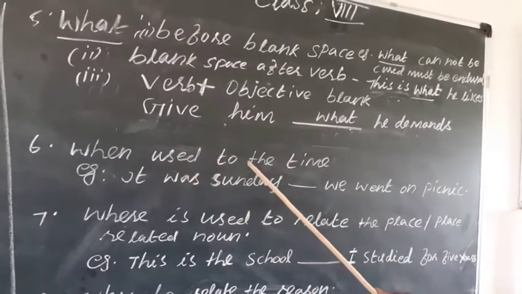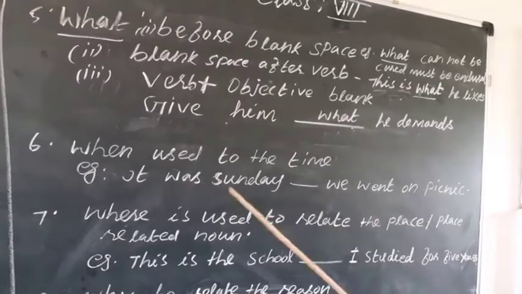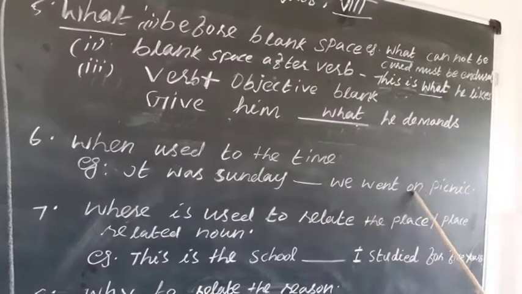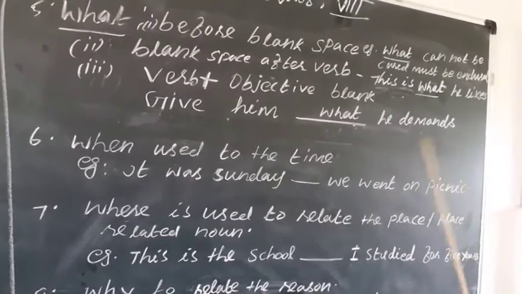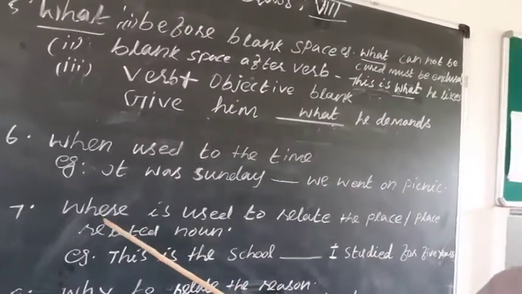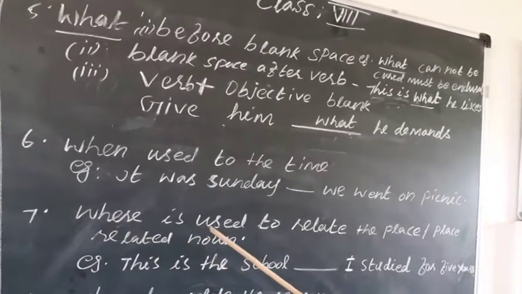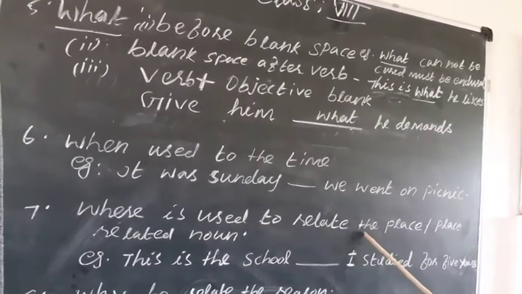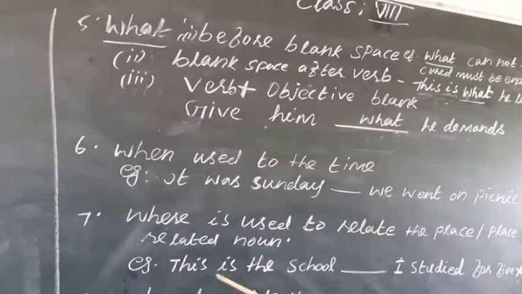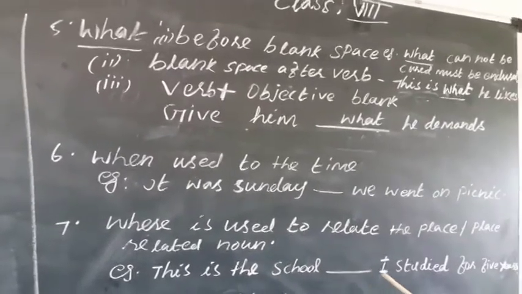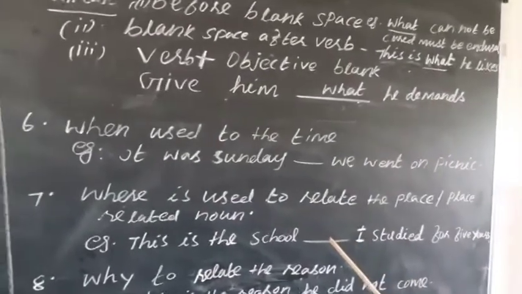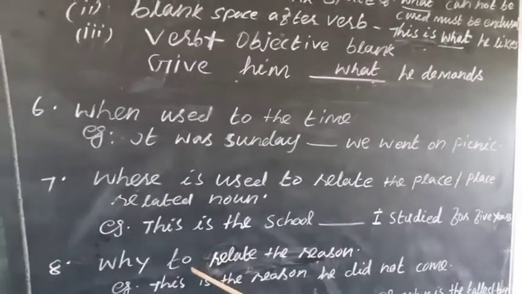And the next we have the use of when. It is used for time, to show the time. Example, it was Sunday when we went on a picnic, showing the relation of time, relative pronoun. Next we have the use of where. Where is used to relate to a place or place-related noun. Example, this is the school where I studied for 5 years. Okay, showing the place.